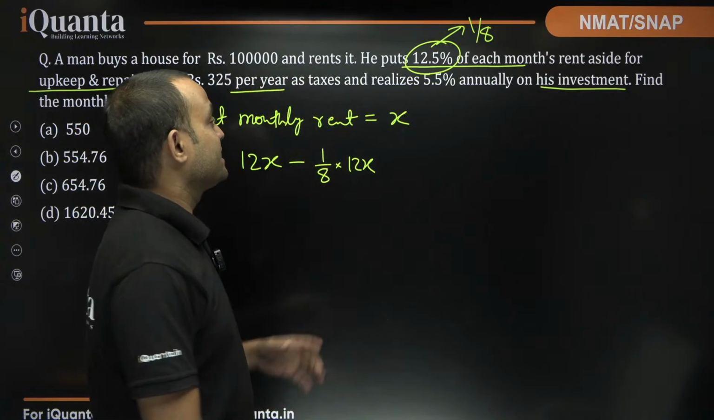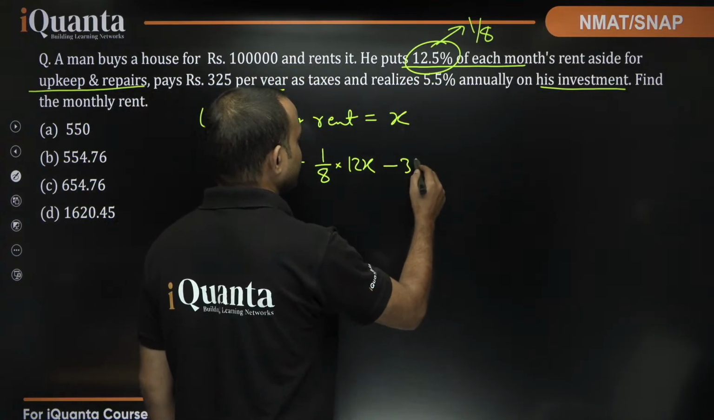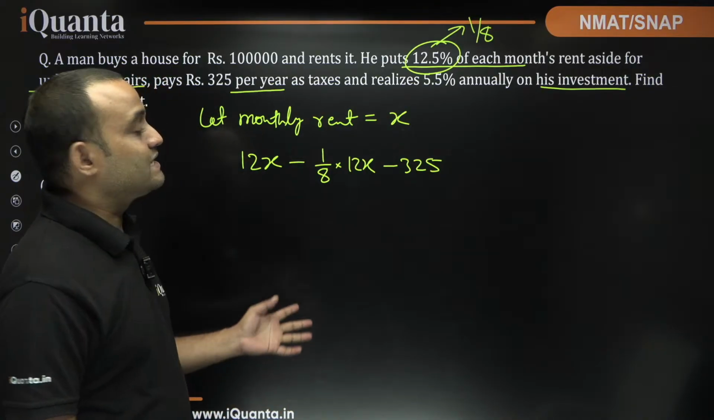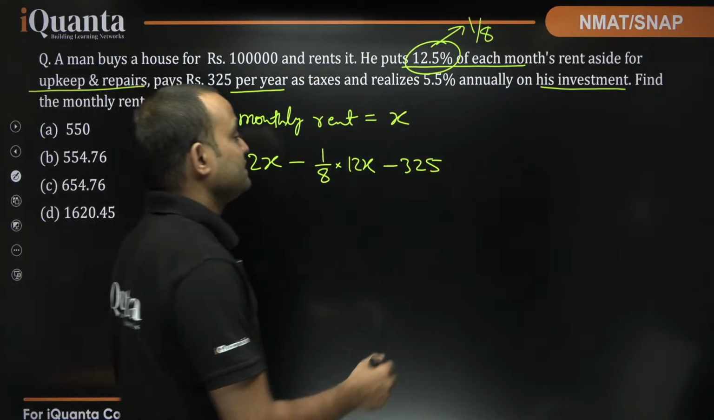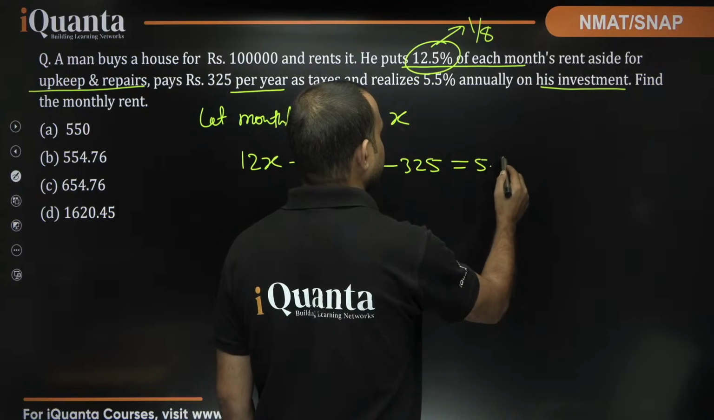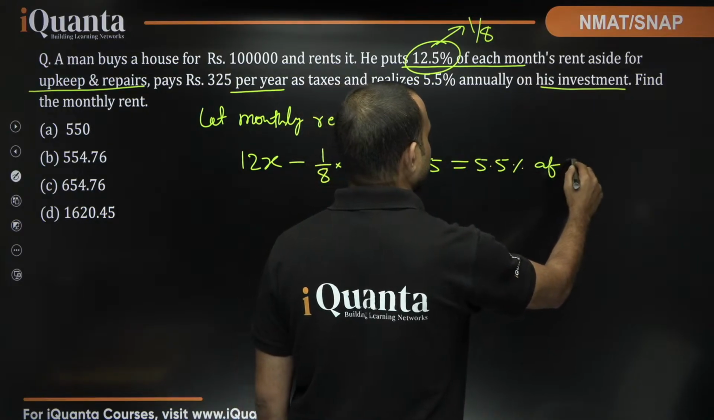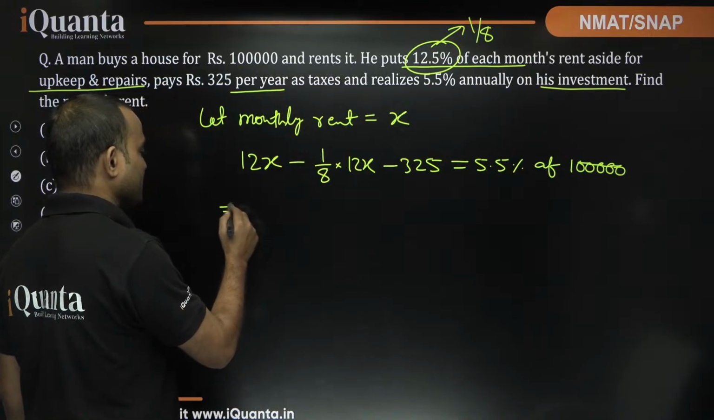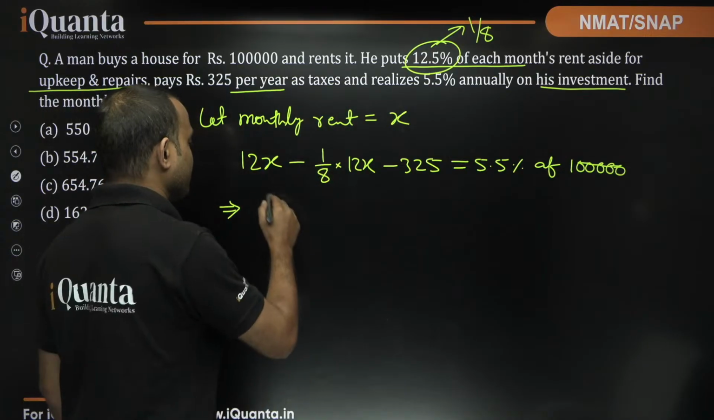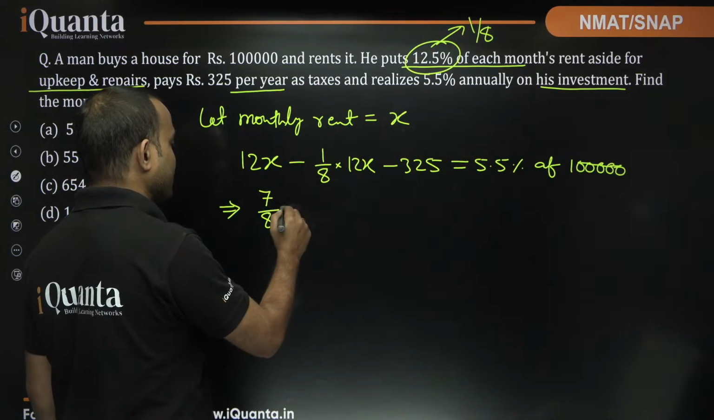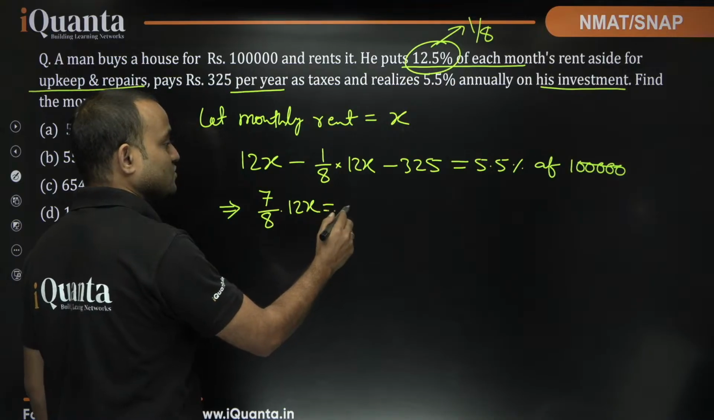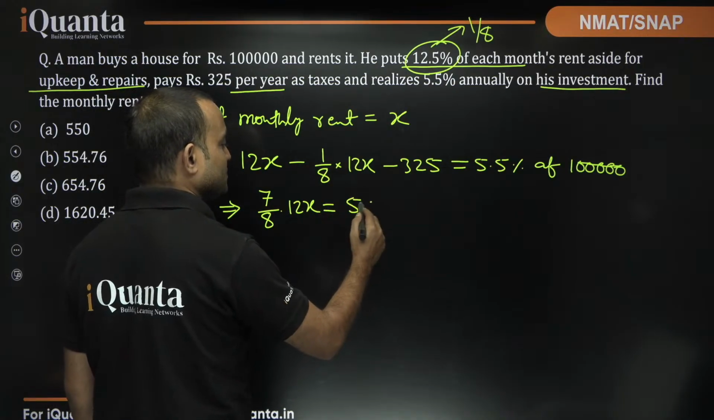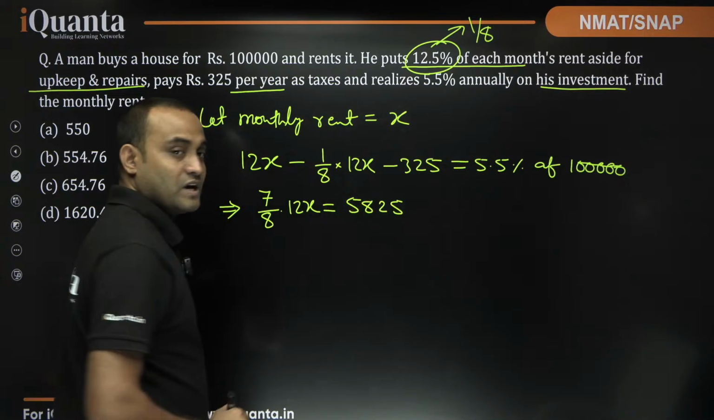repairs, and he will also pay 325 rupees as tax, and then he realizes, meaning its total profit is 5.5% of 1 lakh rupees, right? So from there we can say 1 minus 1 by 8 is 7 by 8. 7 by 8 into 12x is equal to 5500 plus 325, so 5825, right?